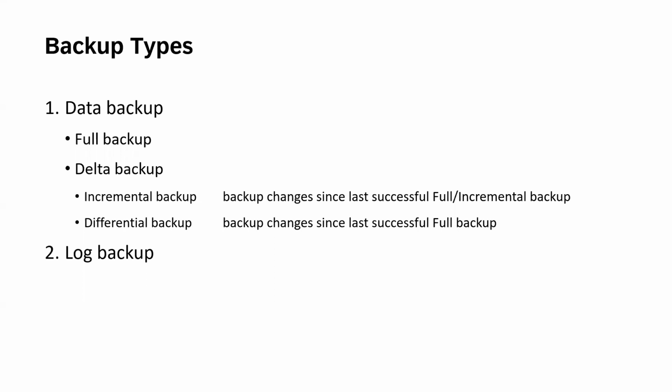So you have two types of backup: data backup and log backup. In the data backup, you have two types: full backup and delta backup. Under delta backup, you have two backups: incremental backup and differential backup. Okay, is that clear? Yes, this is clear.